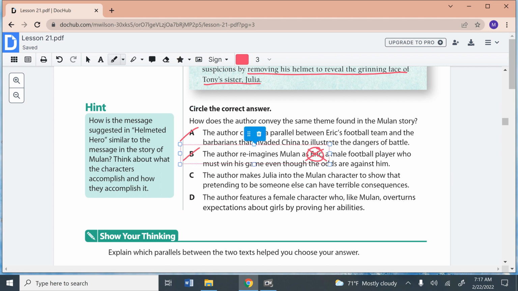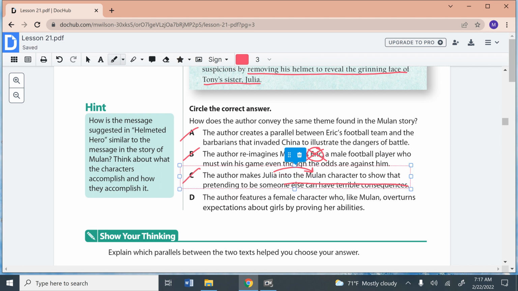C says the author makes Julia into the Mulan character to show that pretending to be someone else can have terrible consequences. Now, while the author does make Julia into the Mulan character, that part is true, she doesn't do it to pretend to be someone, to show the lesson that pretending to be someone else can have terrible consequences. That's not true. So C would not be our best answer choice.